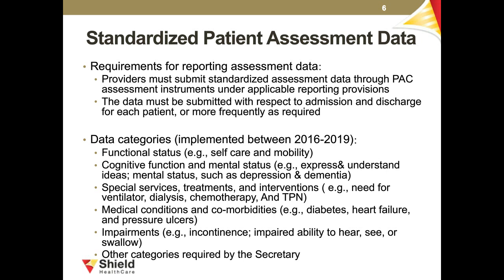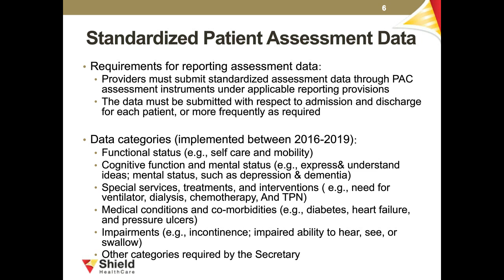Data categories that are implemented between 2016 and 2019. 3 of the 4 types of providers actually started in October of 2016 to collect data. Home health did not start until January 1st, 2017 with the implementation of our OASIS C2. So they are tied in considerably. The kinds of categories for data are going to be functional status, self-care and mobility, cognitive function and mental status like expression and understanding of ideas, and mental status like depression and dementia.